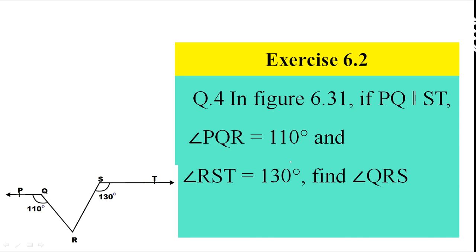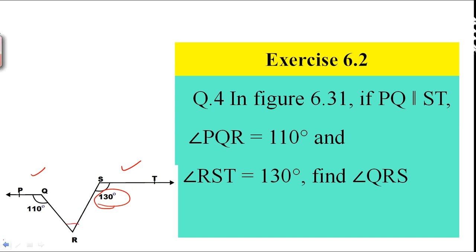Now this is question number 4. In figure 6.31, you can see the figure. PQ is parallel to ST. You just see, PQ is parallel to ST, right? And PQR is 110 degrees. This is 110 degrees, and RST is 130 degrees. You can see this 130 degrees. Find QRS. It means this angle is to be found.